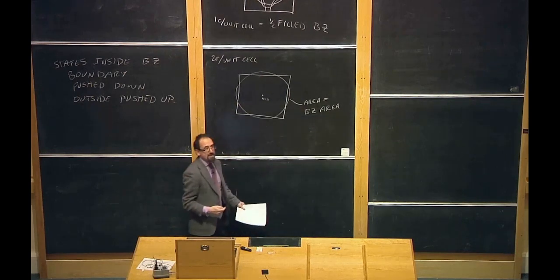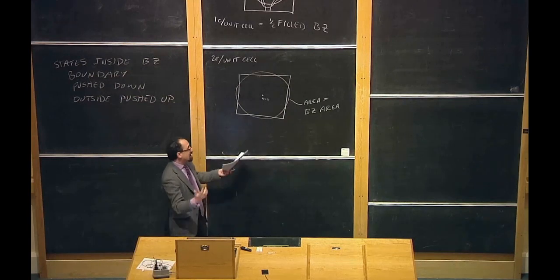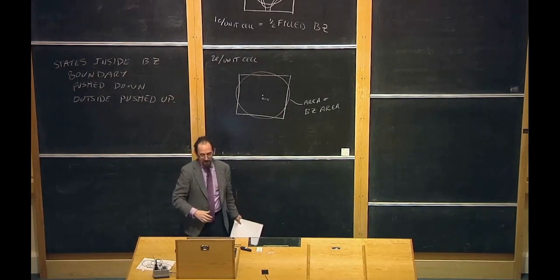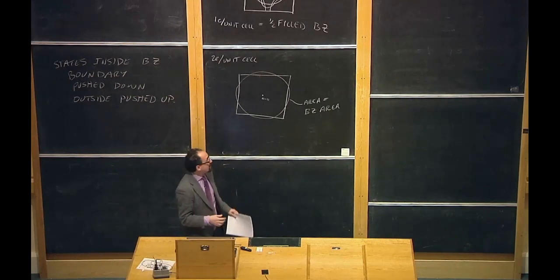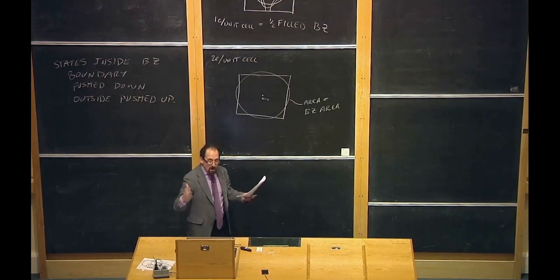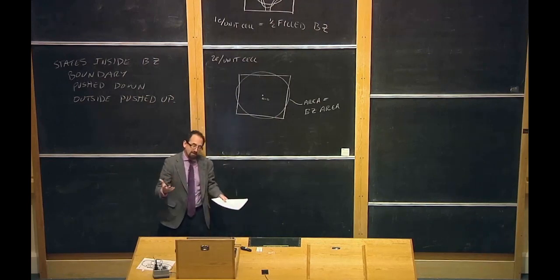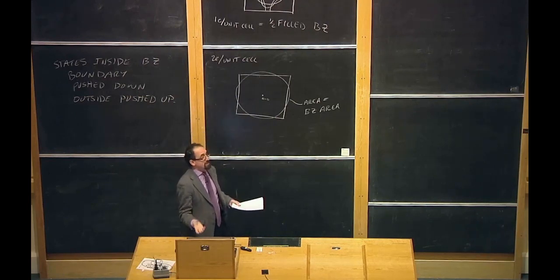If there's no periodic potential, then of course the Brillouin zone doesn't matter. There's no periodicity at all. You don't have to pay attention to the Brillouin zone. You just get a perfect circle. However, if the periodic potential is strong, then what happens is all the states inside the first Brillouin zone are pushed down in energy. The states outside the first Brillouin zone are pushed up in energy.